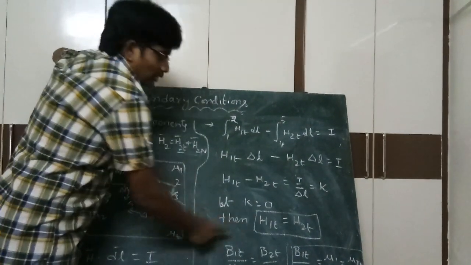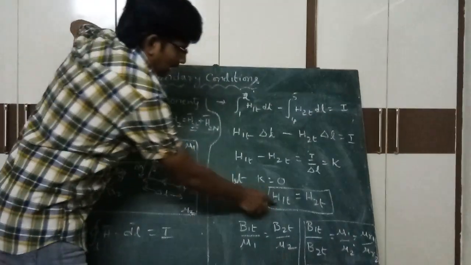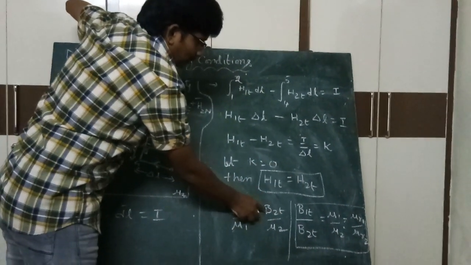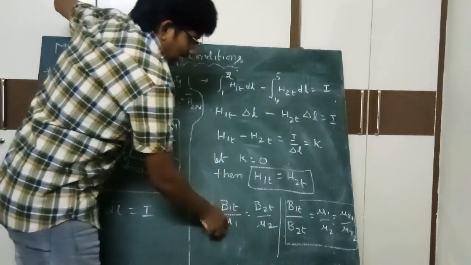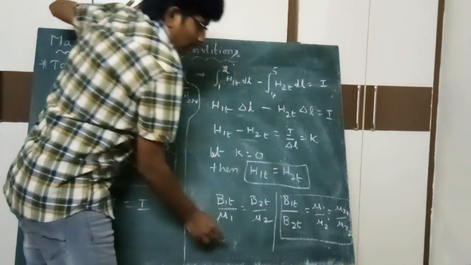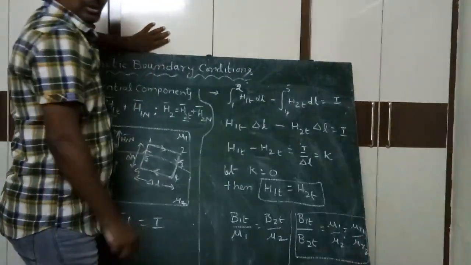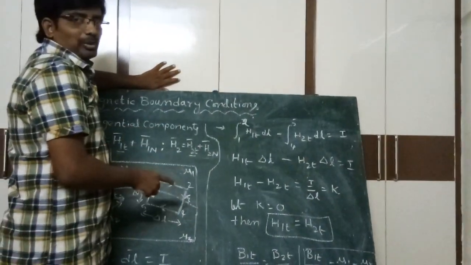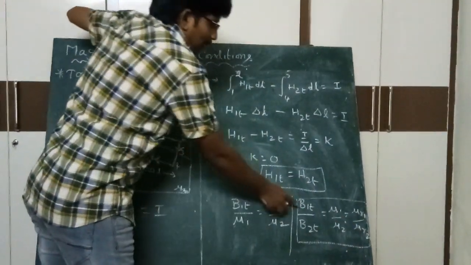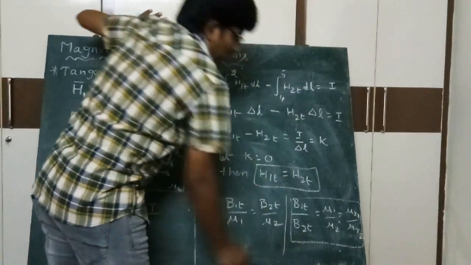And we know that B is equals to mu into H, or H is equals to B by mu. So H1T can be written as B1T by mu1, that is equals to H2T, which can be written as B2T by mu2. So from this, B1T by B2T is equals to mu1 divided by mu2, and mu1 can be written as mu0 into mu r1, mu2 can be written as mu0 into mu r2. So in both numerator and denominator we have mu0, those two cancel with each other, then we can get mu r1 by mu r2. That means B1T by B2T is equals to mu r1 by mu r2. So this is the second boundary condition.